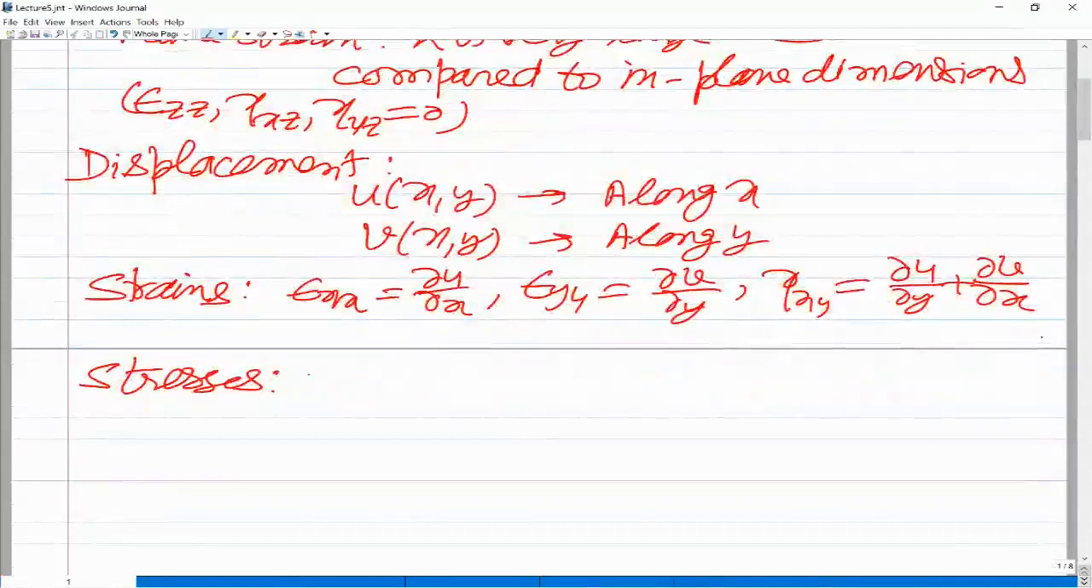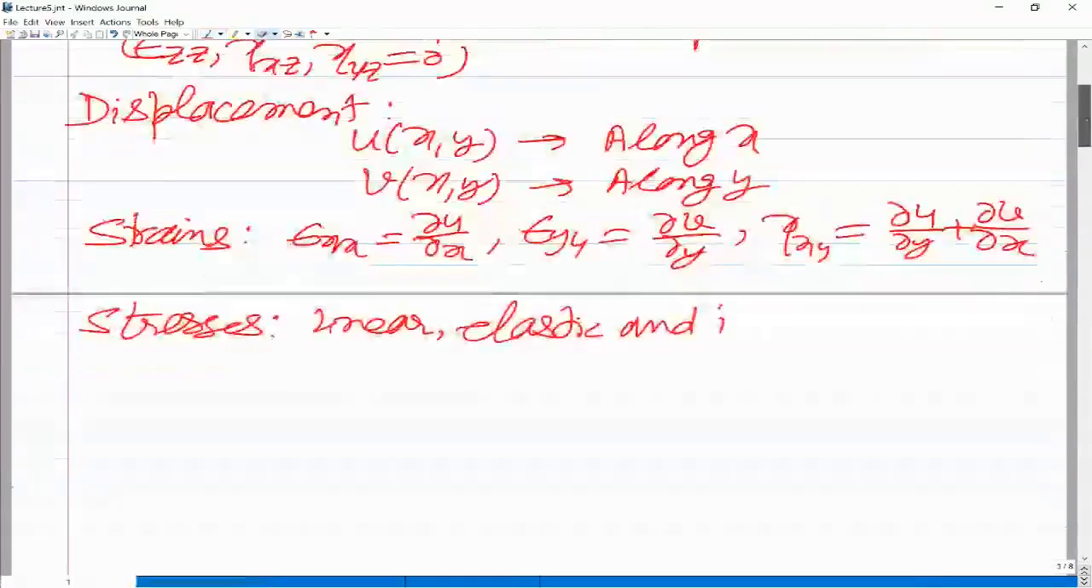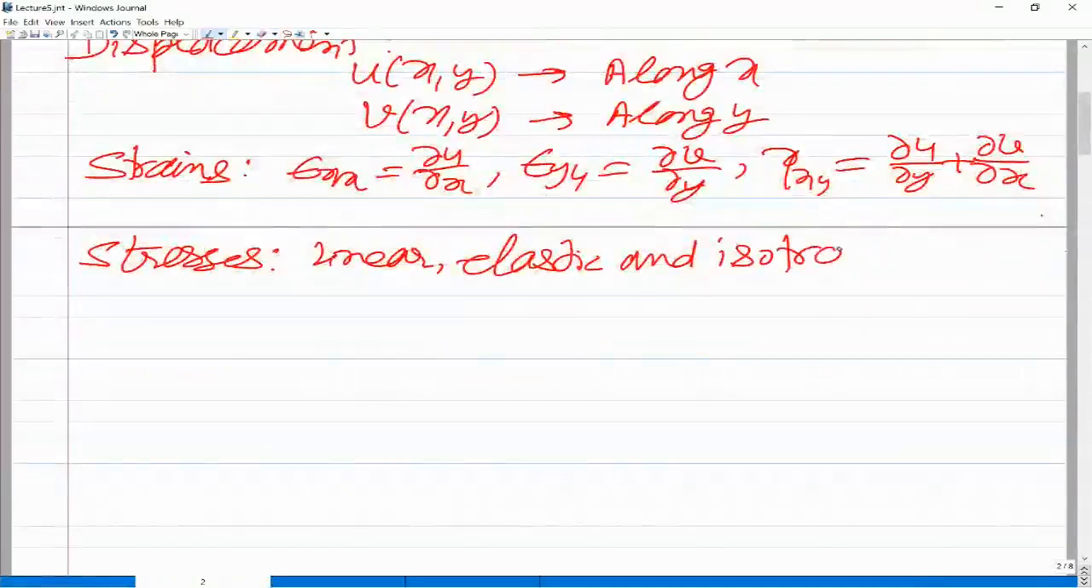We assume that the material is linear, elastic, and isotropic.